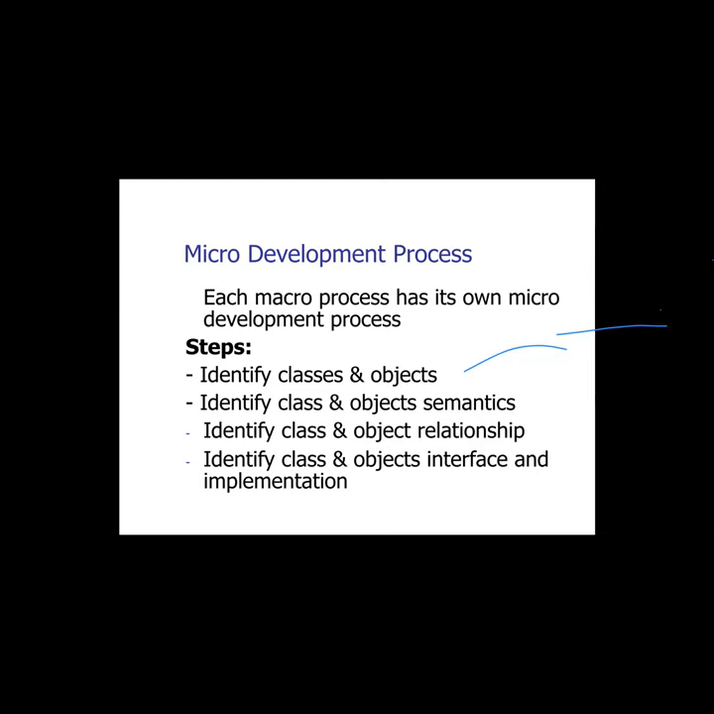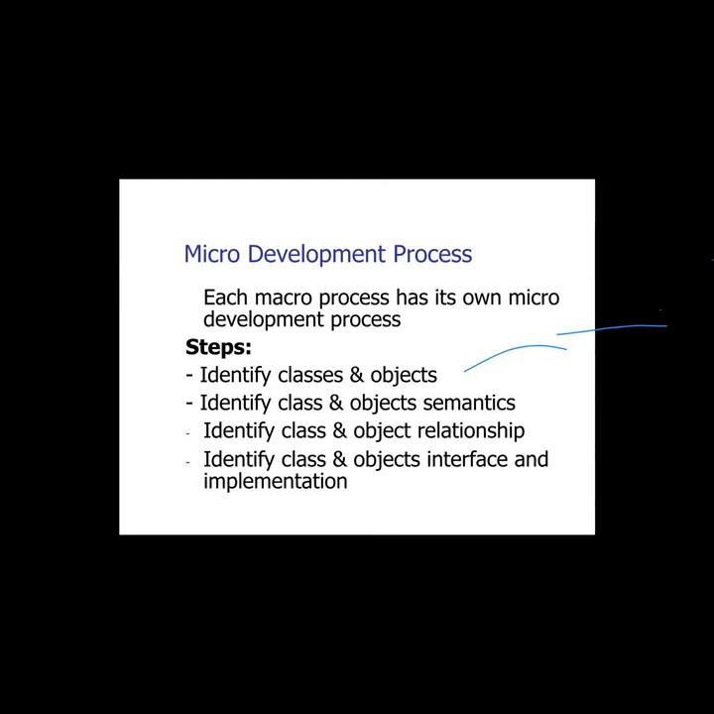So the macro development process has its own micro development process. The micro development processes are a subset of the macro. Macro means a bigger one. Inside that, we have the micro. So if the process is a bigger one, you subdivide it into small subsections.